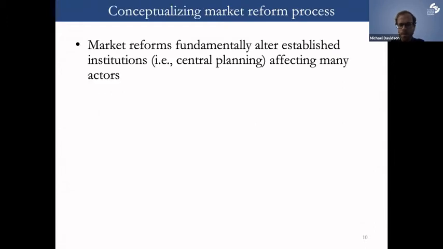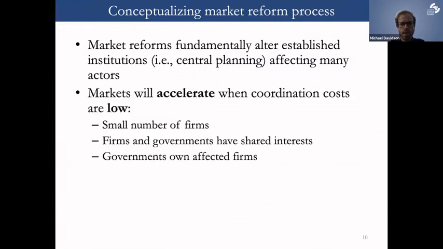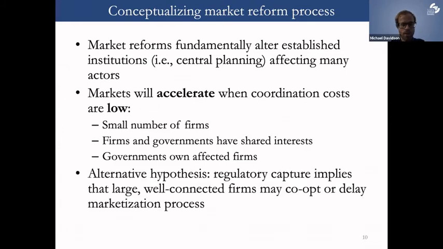So to motivate our hypotheses, we're going to conceptualize the market reform process as fundamentally altering established institutions, and thus market reforms will accelerate when coordination costs are low. That is, you have a small number of firms, or the firms and the governments have shared interests. In particular, if the governments own the affected firms, you might see reforms accelerate because it reduces coordination costs. And this sort of an alternative hypothesis would be that regulatory capture would imply that well-connected firms may co-opt or delay the marketization process.